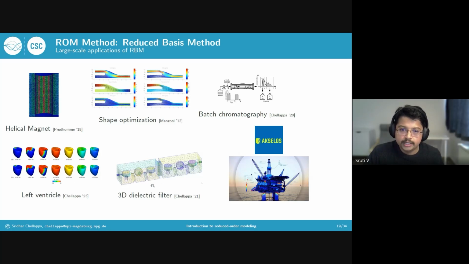And also I used it in this very large scale example of the 3D dielectric filter here, which is almost a system of order, I think 400,000 if I'm not wrong. And we were able to get very nice reduction out of this. And also industry has picked up the reduced basis method. There's this company based in Switzerland called Axelos, where one of the main methods that they use in their software is, of course, the reduced basis method.